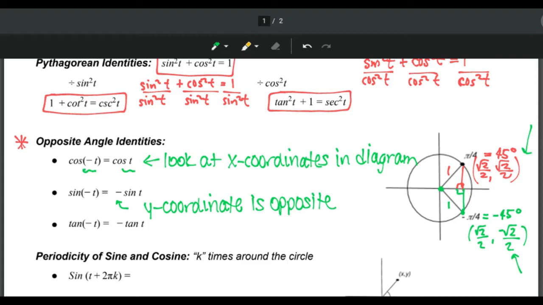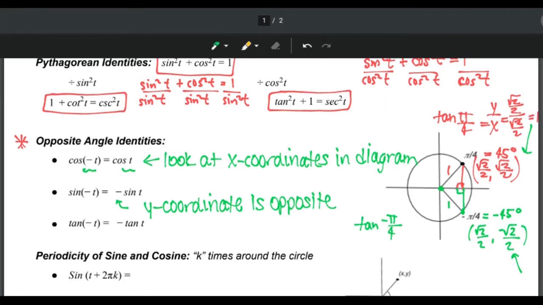Now, your original t angle doesn't have to necessarily be positive or in the first quadrant. It could be in any quadrant. It could be a negative angle to start with. But if we were to take the opposite of it, the y coordinate will flip. If we were to look at tangent of pi over 4, we know that that's equivalent to y over x, and that would be root 2 over 2 over root 2 over 2, which we know is equal to 1.